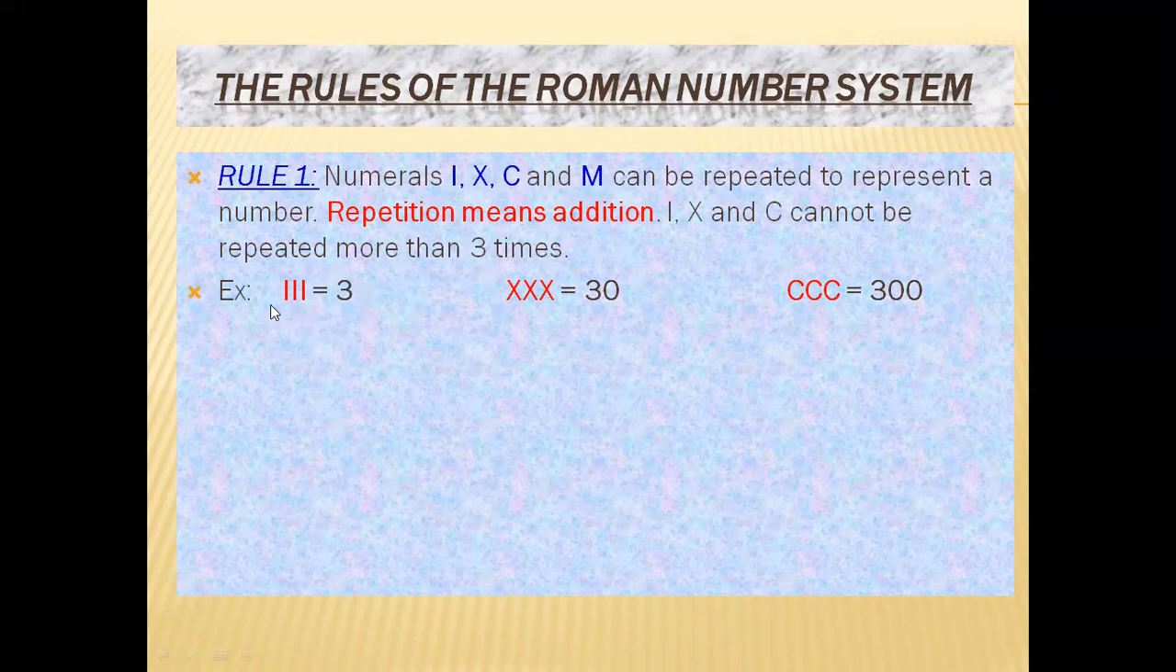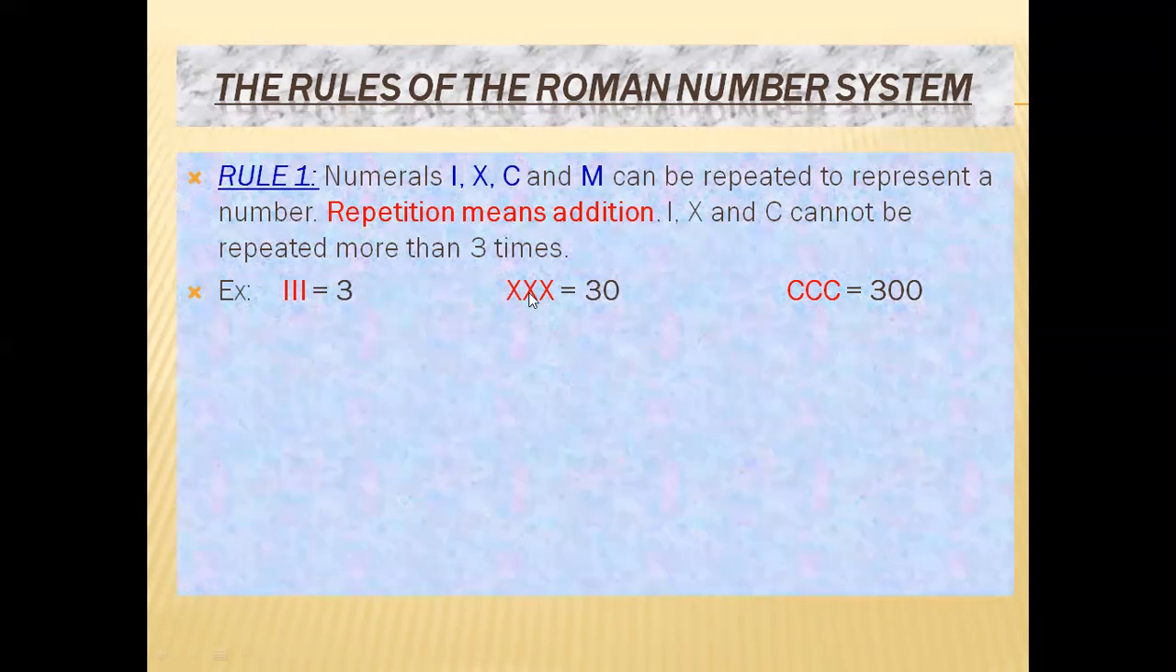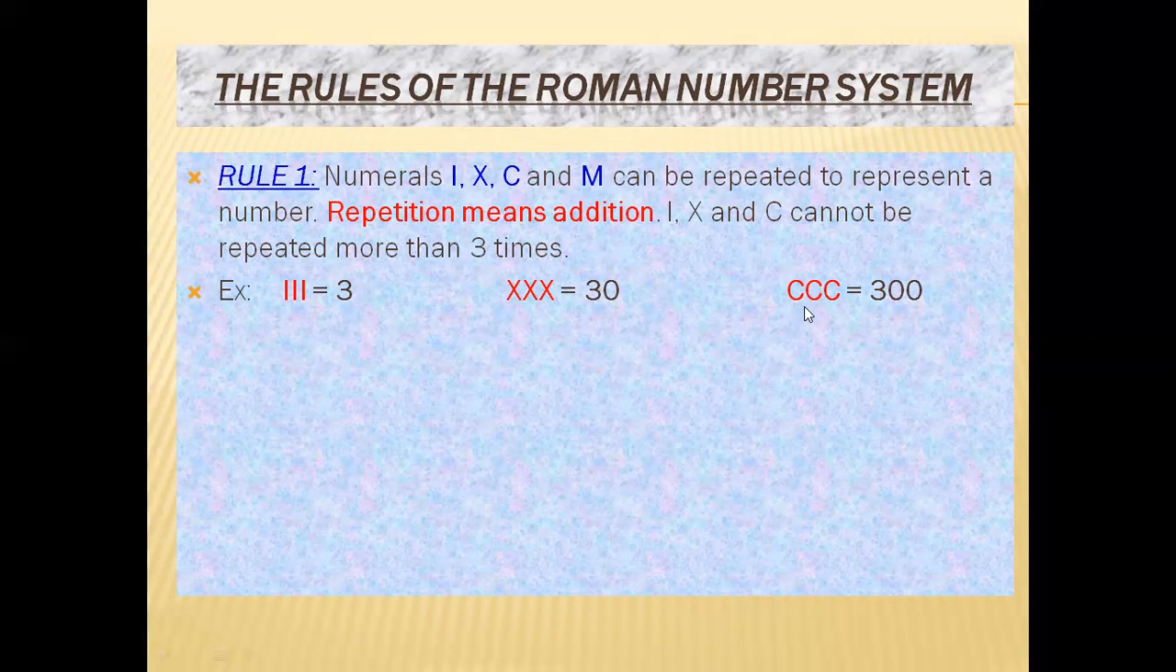See here, example: III equals 3. X represents 10, so here 3 X's are there, so XXX equals 30. And C represents 100, so here also 3 C's are there, so CCC equals 300. It can be repeated up to 3 times, but it cannot be repeated more than 3 times. This is rule 1.